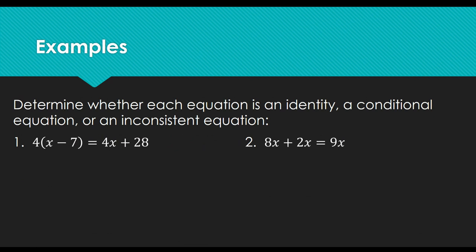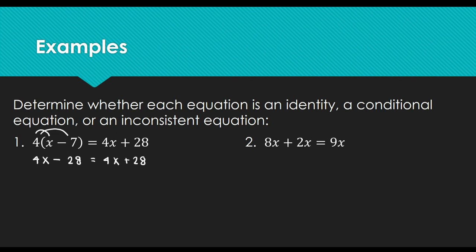So we're going to determine whether these equations are an identity, a conditional equation, or an inconsistent equation. And so to do that, we're going to start solving the equation. So in the first one here, 4 times the quantity x minus 7 equals 4x plus 28. If I distribute the 4 on the left-hand side, that would give me 4x minus 28 equals 4x plus 28.